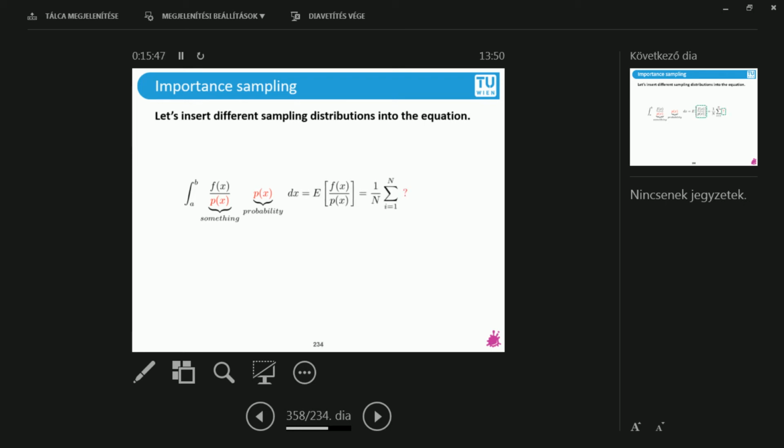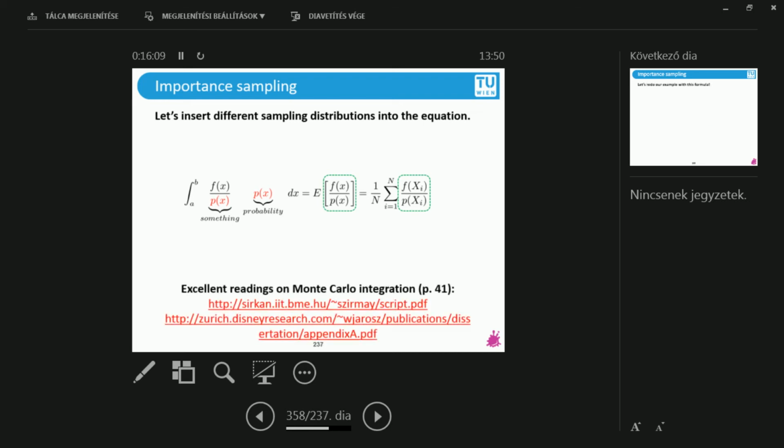And the question is, what is the Monte Carlo estimator for this? And what we concluded in the previous slides is that this should be the very same quantity as what I see in the expected value. So I will be sampling f over p. So I'm not only sampling f, I'm sampling f over an arbitrarily chosen probability distribution.